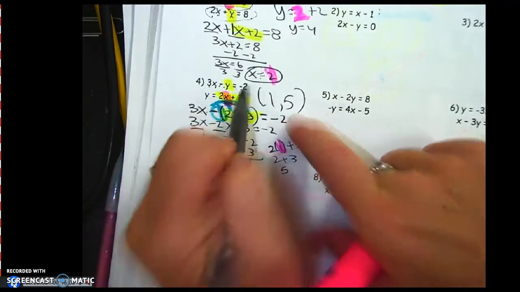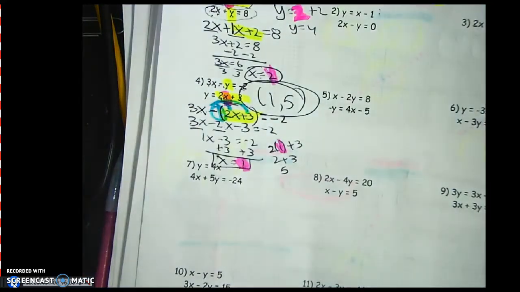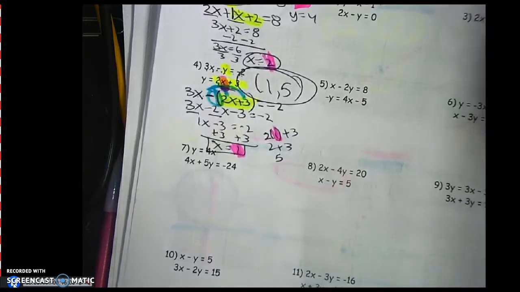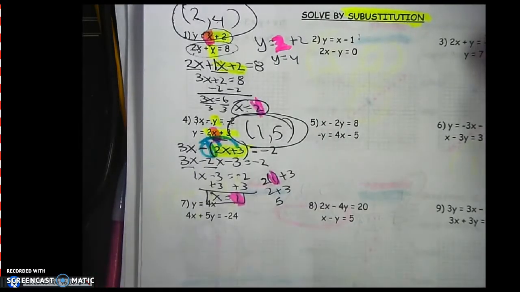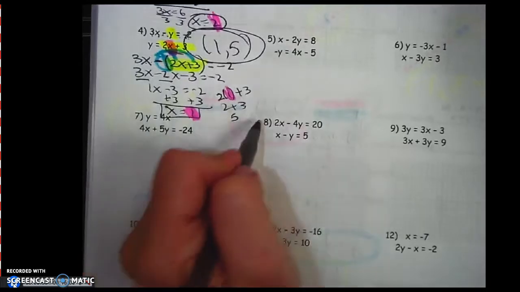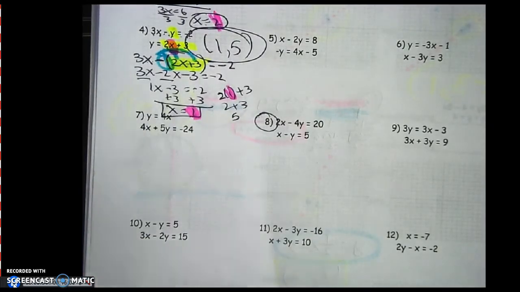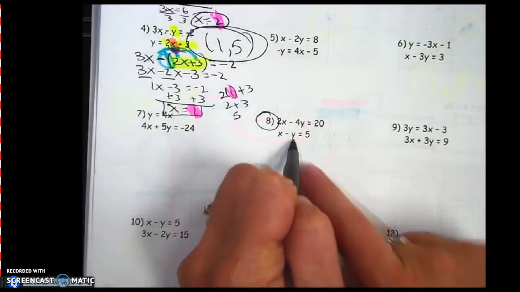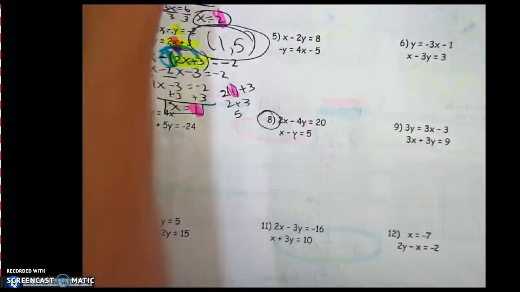3 minus 5 is -2, and it worked for the second one, so I know that I'm good to go. Okay? Let's step it up. Now, number 1 and 4 were easier for me because it already said y equals. But if you look at number 8, it's not set up like that. So I have options. I can either solve for this x, this y, this x, or this y. I understand that most of you want to solve for this y, so let me show you.